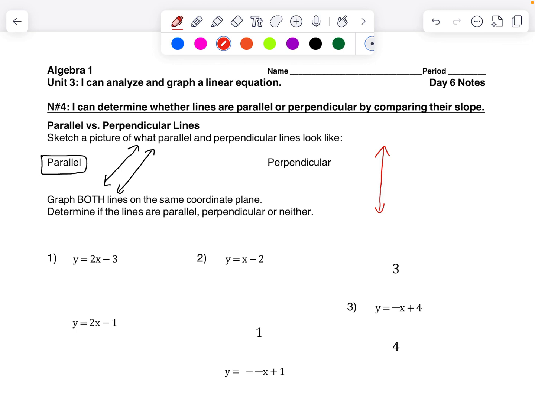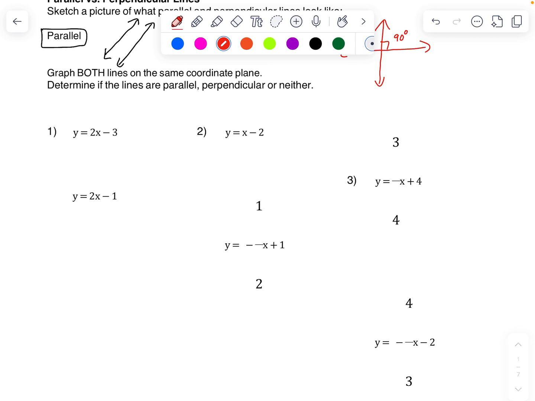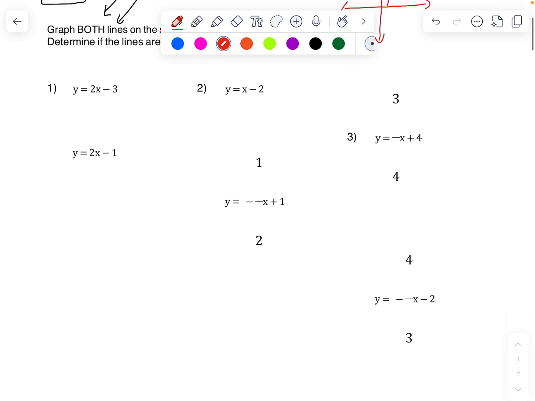Perpendicular, here is an example. That is a 90-degree angle. So it's when two lines intersect and they form a 90-degree angle. All right, so we're going to look at these next three examples and see if we notice any patterns here.